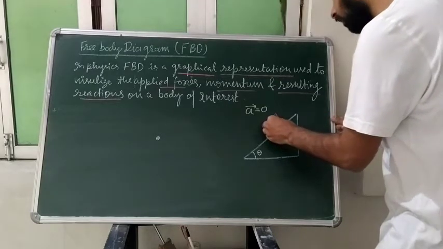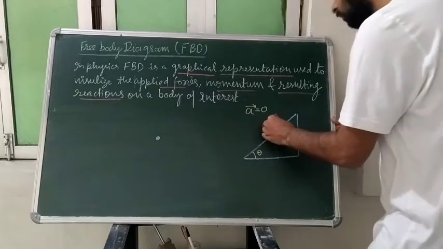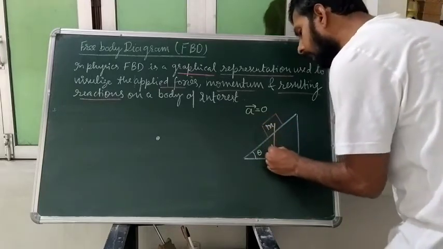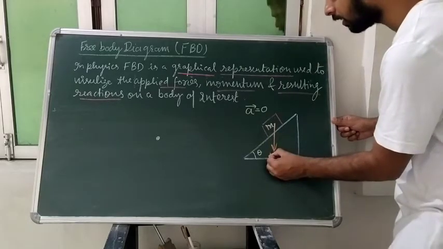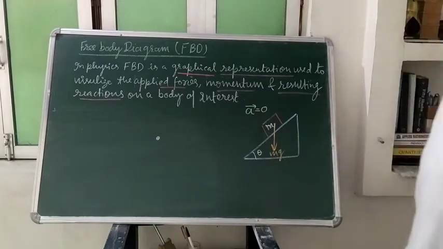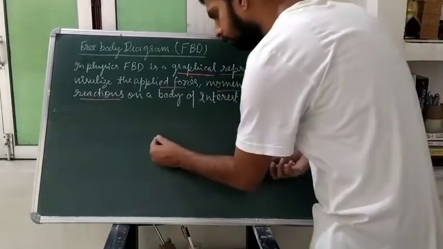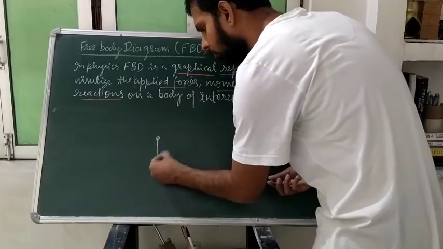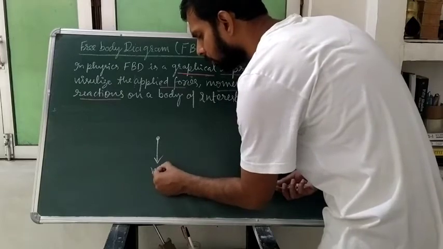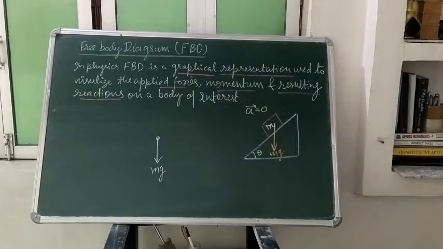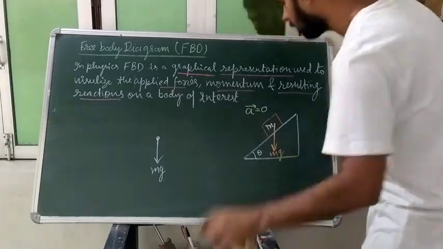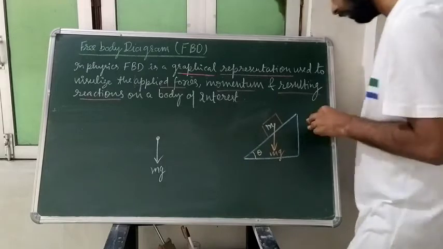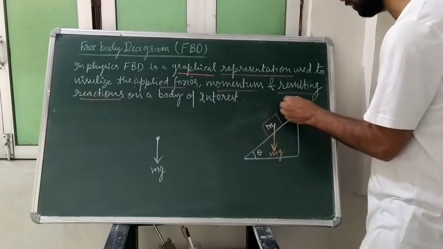And you will look, I am drawing here mg. Students, mass will act what? It will be vertically downward only. So this mg will act here due to gravity. This force of gravity, mg, is the weight of that block, and acceleration is 0.